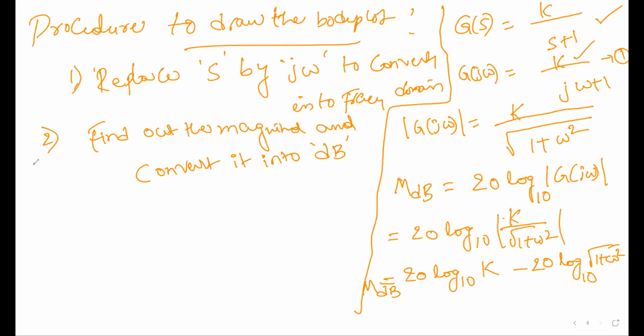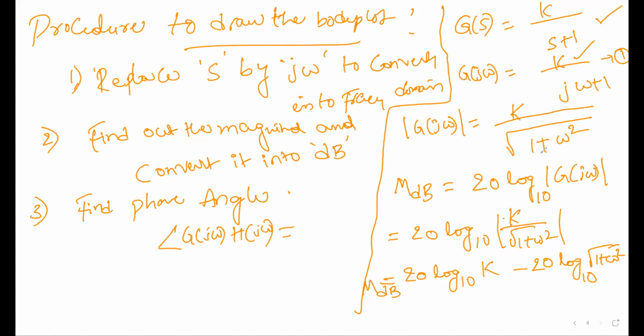Next, find the phase angle. So what is the formula? How do we calculate the phase angle? Angle of G of j omega. What is the given transfer function? Don't take H of j omega, since we have already considered the feedback as unity. So it is the angle of K by j omega plus 1.